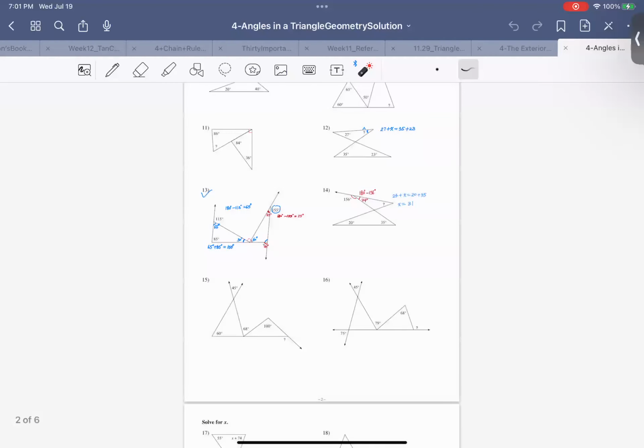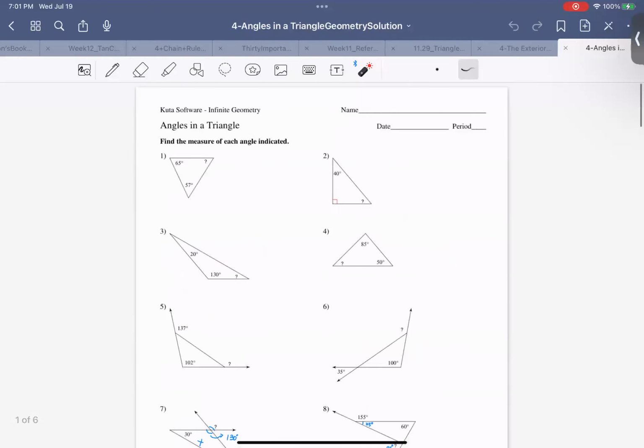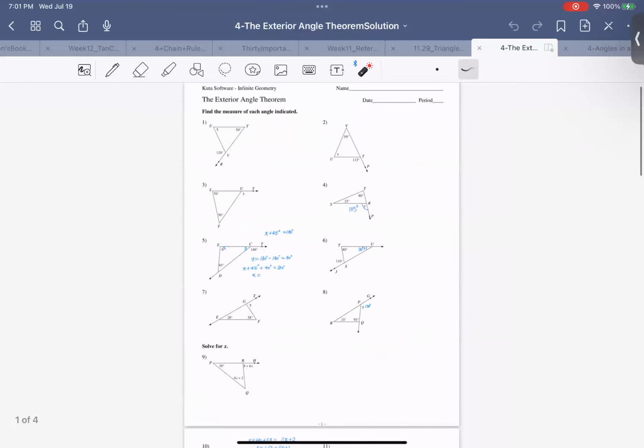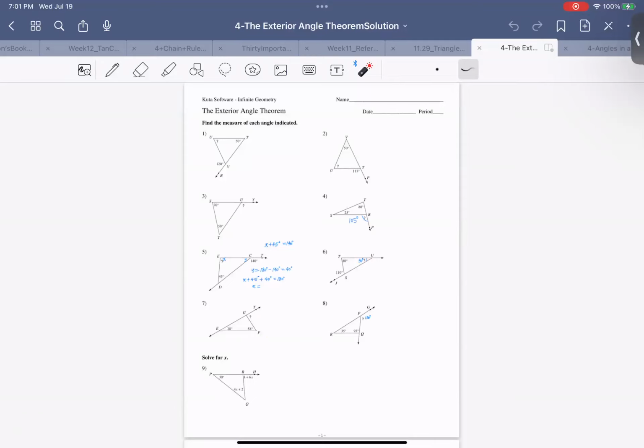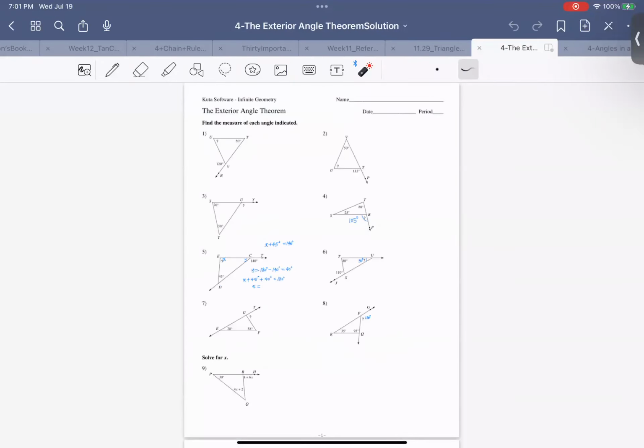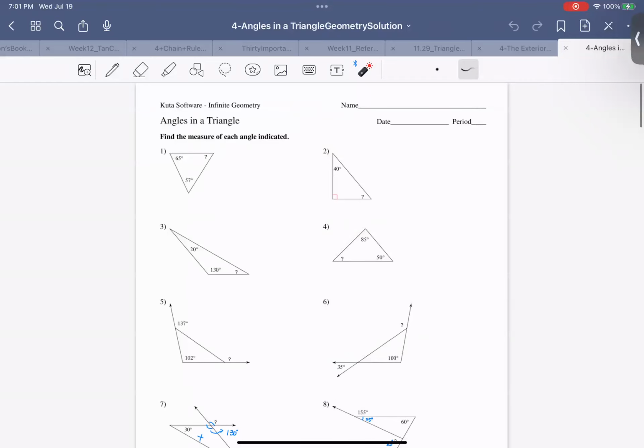Yeah, this class we will not do the proof. We will do what is called the exterior angle theorem. Even though we have seen this before, this is the first time we do this kind of calculation. Let's see here.